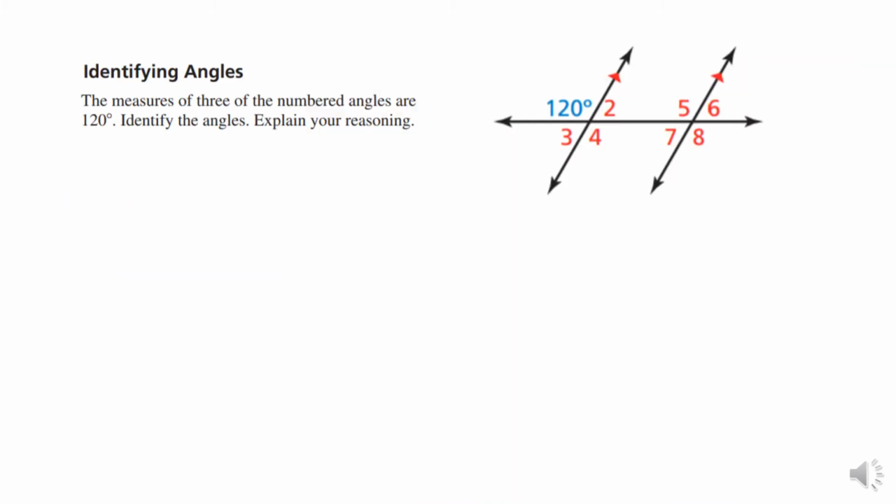All right, so identifying angles. The measure of 3 of the numbered angles are 120. Which angles are those? So here's how you do it. First, I know that this is a corresponding angle to 5. Okay, so now I know that angle 5 is 120. Then I'm going to say, well, 5 is an alternate interior angle to 4, and therefore 4 is 120 degrees. And 5 is also a vertical angle to 8, which is 120 degrees. So now I've got my 4 angles.